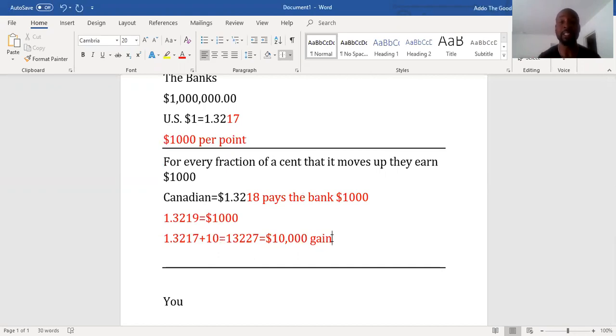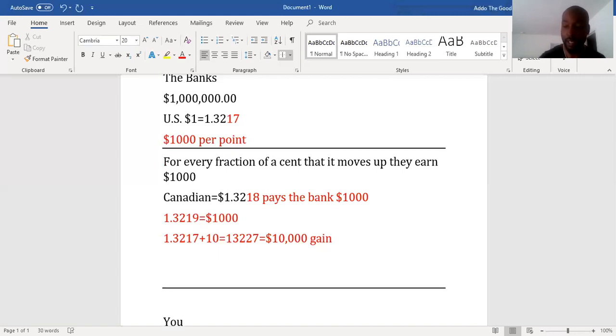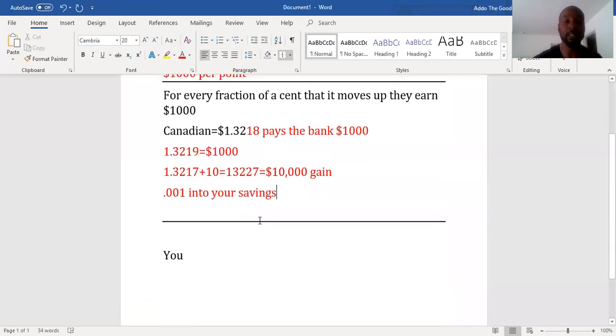So basically, the banks can get a $10,000 gain within minutes, and then they cut you a whopping 0.01% into your savings. This is how they're able to give you that small amount of interest. Now they can actually do better because they can give you more. They just made a $10,000 gain in 5 minutes, but they're doing more than that.